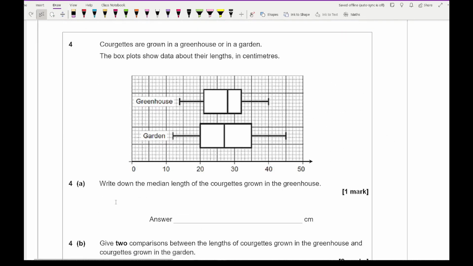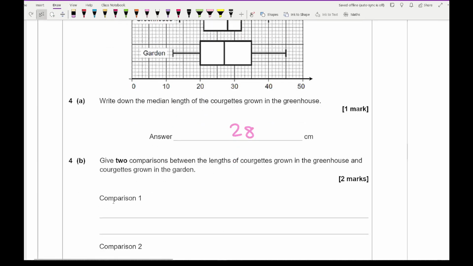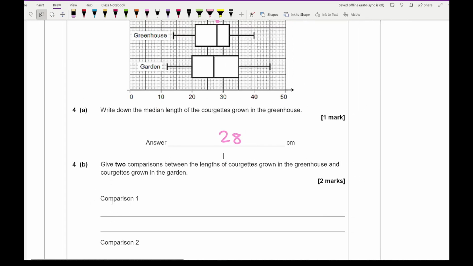Moving on to question 4, it says courgettes are grown in a greenhouse or in a garden. The box plot shows data about their length in centimetres, and it says write down the median length of the courgettes grown in the greenhouse. So basically it's asking me to know where this line here is, and that is 28. It then says give 2 comparisons about the length of the courgettes grown in the greenhouse and in the garden.